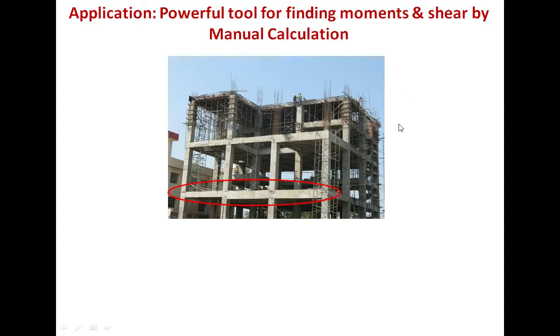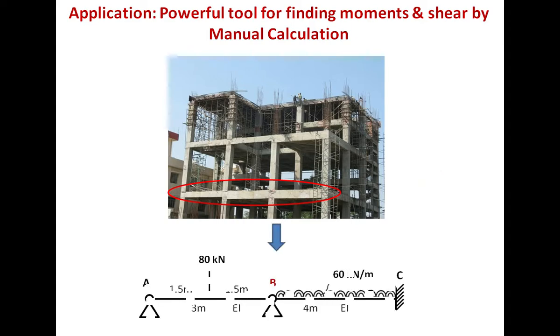finding manually. Let's say this particular problem, suppose any such problem, for a particular continuous beam, if you want to find out what the bending moments are approximately, then we can easily find out, if we know the loads and the spans and all, by using the moment distribution method. So in this particular chapter we will see how any problem can be solved by the moment distribution method.